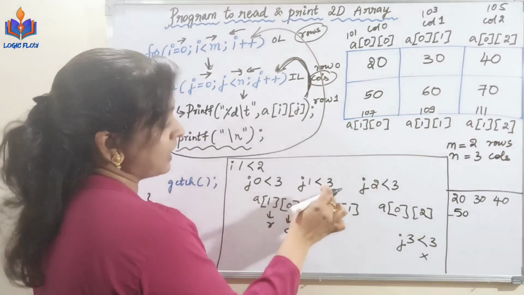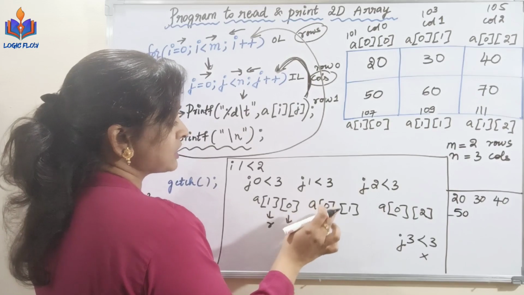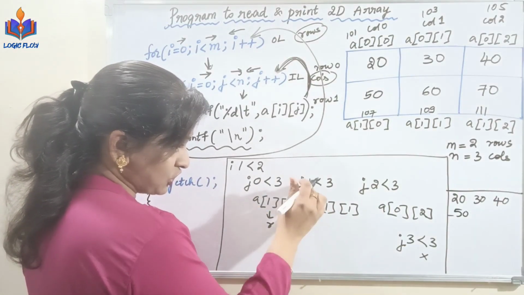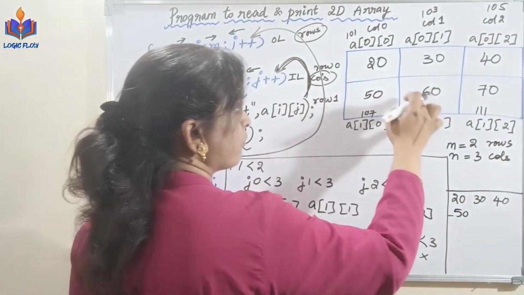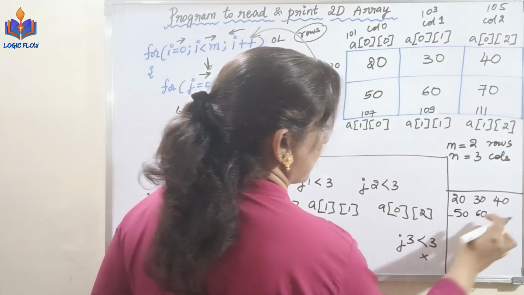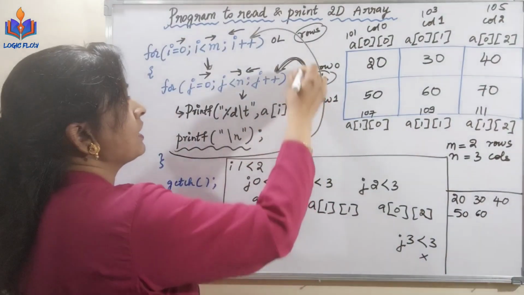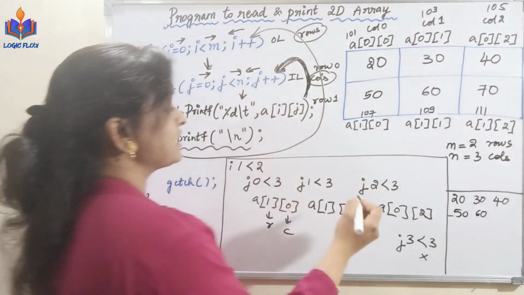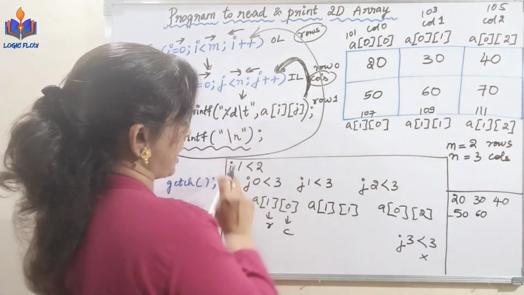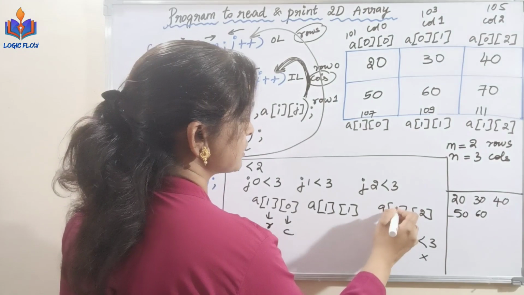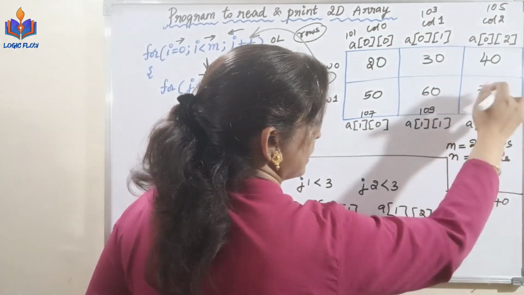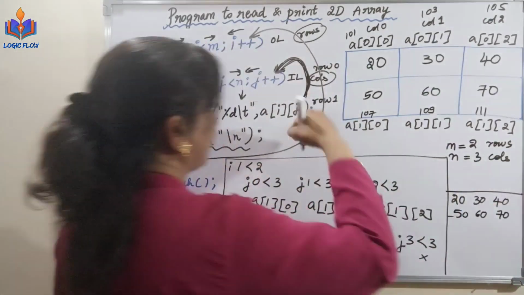1 less than 3. Print A of ij. I means 1. J means 1. Row 1, column 1. A of 1, 1. It is 60. Print that and have a tab space. Again, inner loop progress. J gets increased. J becomes 2. Then print the integer stored in A of ij. I is 1. So now it is 1, 2. Row 1, column 2. 1, 2. It is 70. Again, inner loop progress.